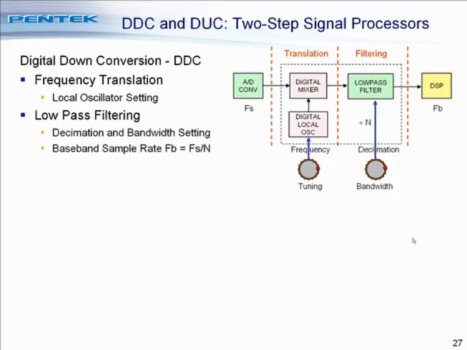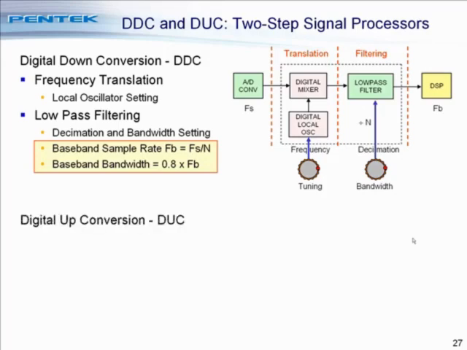The baseband sample rate, FB, which is at the right, is equal to the Fs, the A to D sample rate, divided by N, which is the decimation factor. And because the low-pass filter has an 80% passband characteristic, the baseband bandwidth is 80% of the FB, or the baseband sample rate. Now these two formulas are very key and very useful. We'll be using those as we go into more applications for software radio.